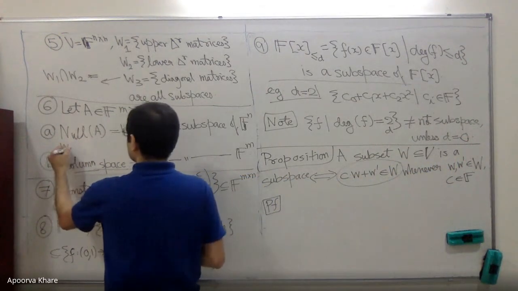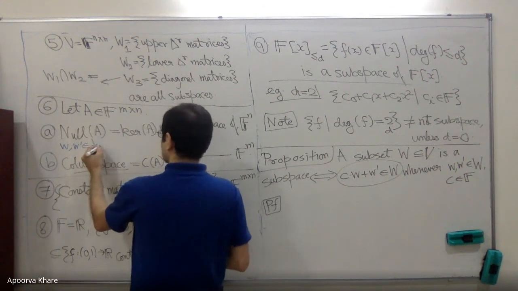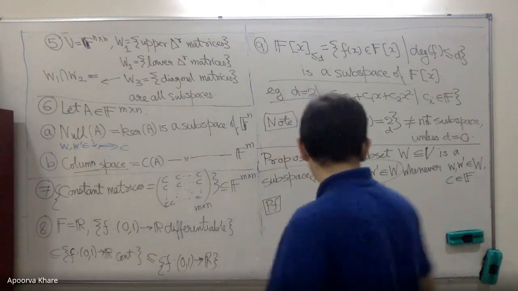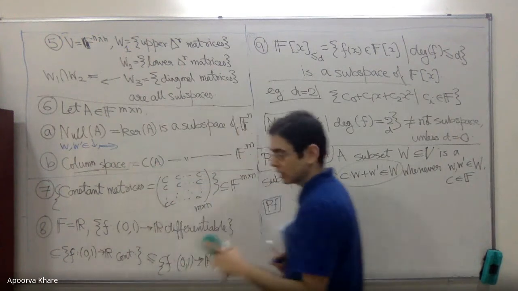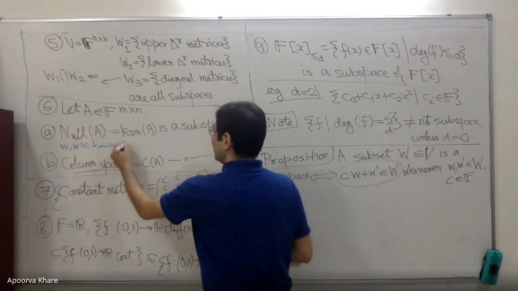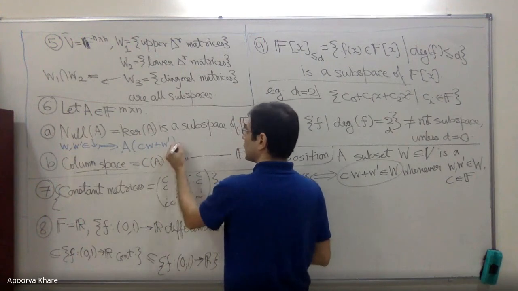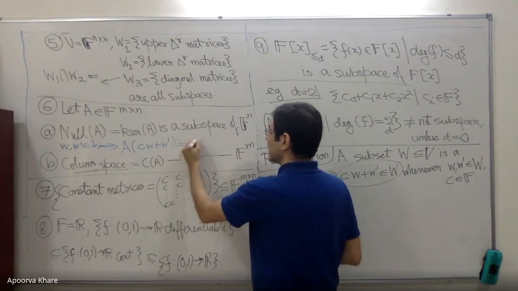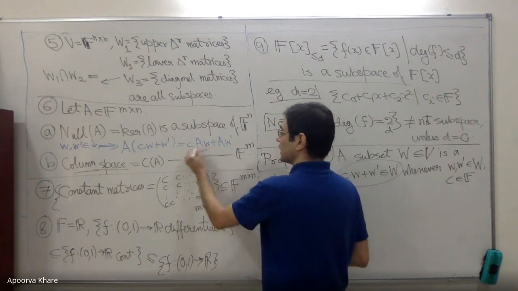W and W prime belong to this set, and C belongs to F. So how do you check that CW plus W prime is indeed in the null space? Well, the null space is defined to be the vectors X killed by A. So let's look at A times CW plus W prime. What do you get? By linearity, you can check that you get C times AW plus AW prime. But what is AW?